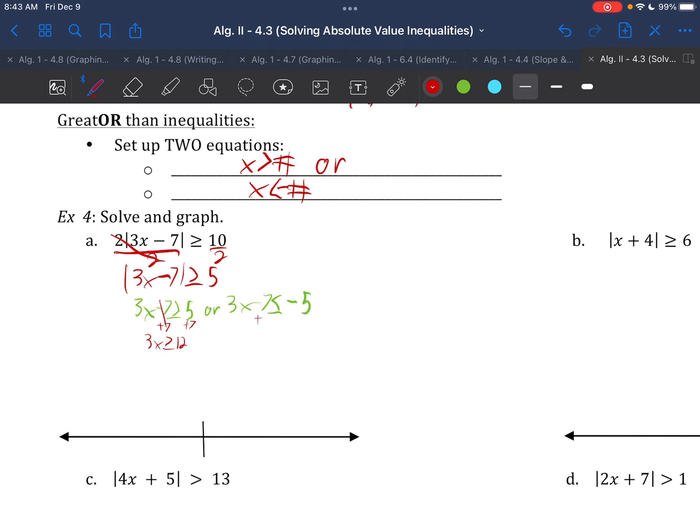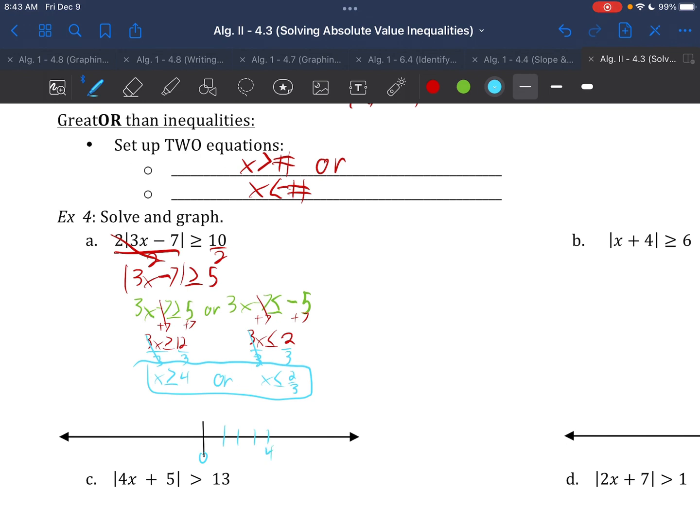Add 7. 3x is greater than or equal to 12. Add 7. 3x is less than or equal to 2. Divide by 3, divide by 3. x is greater than or equal to 4. x is less than or equal to 2/3. And this or this would be our answers.